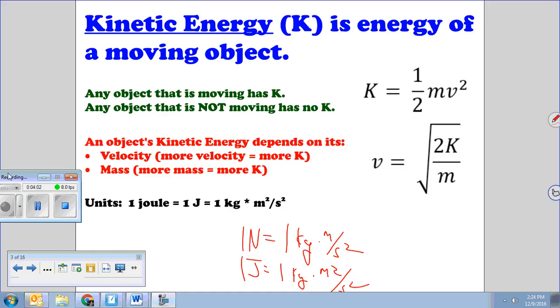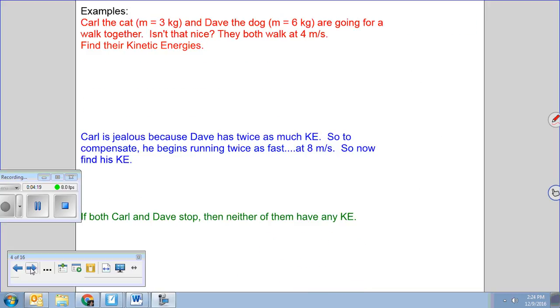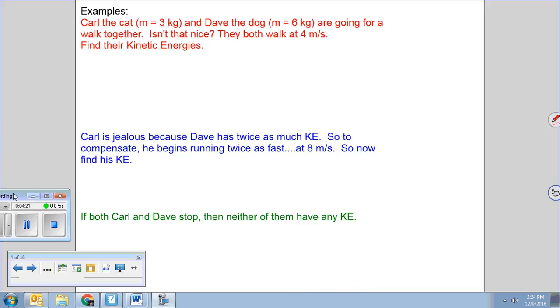Everybody okay with kinetic energy? I put together a couple of really simple examples of calculating kinetic energy, partly because I want you to see how the mass and the velocity affect how much kinetic energy there is. So bear with me. These examples are probably a little silly for an AP class, but I really want to make sure we're starting from scratch and that you have all the background here.